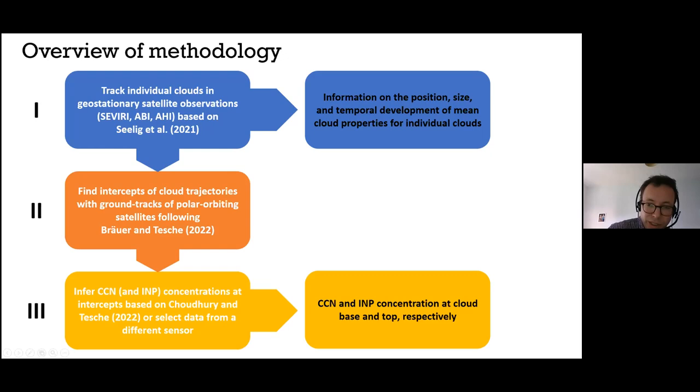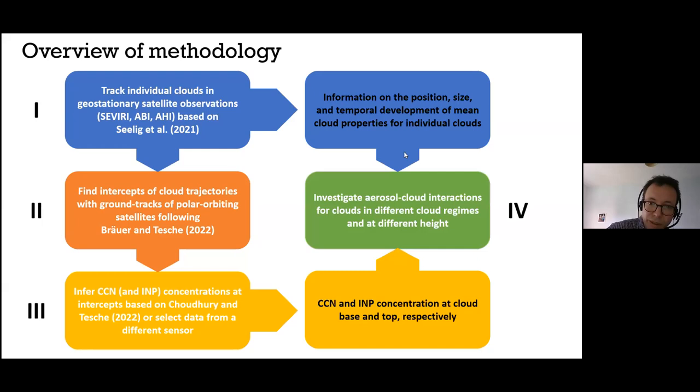So if we want to form clouds, we need to know the aerosol concentration at cloud base, because this is where the clouds form, the warm clouds. And if we want to investigate how clouds glaciate, we need to know the aerosol concentration at cloud top, because that's where the clouds are coldest.